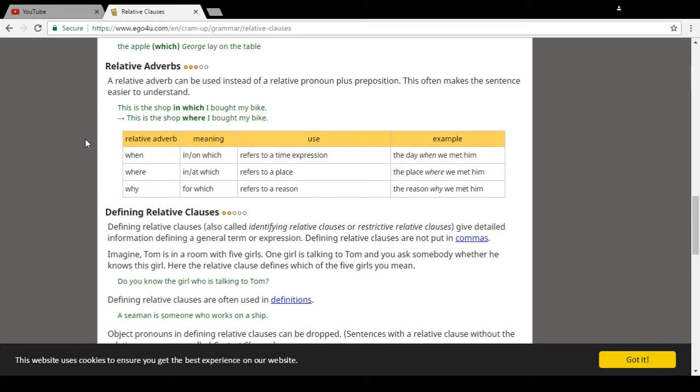Znači, priloška odredba za vrijeme se isto može koristiti umjesto ovih zamjenica. When, in, on which refers to a time expression, the day when we met him. Where, in, at which refers to a place, the place where we met him. Why, for which refers to the reason why we met him.